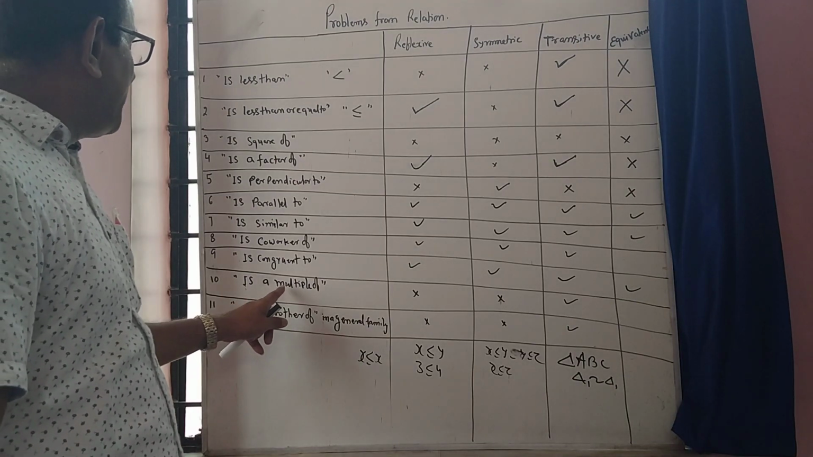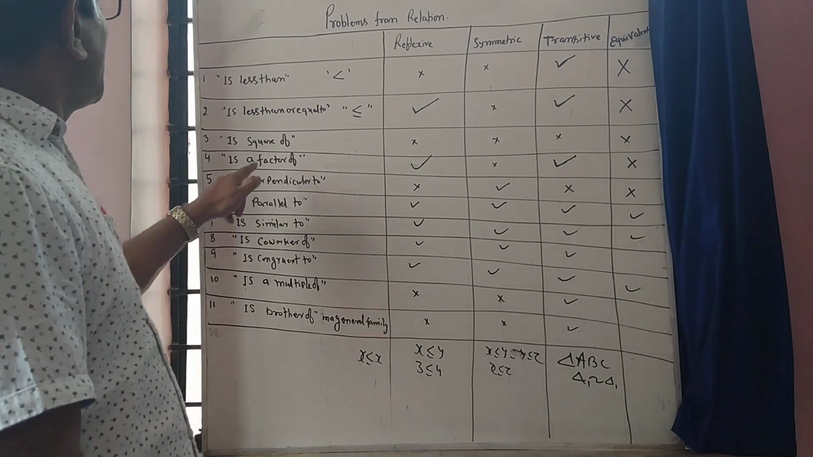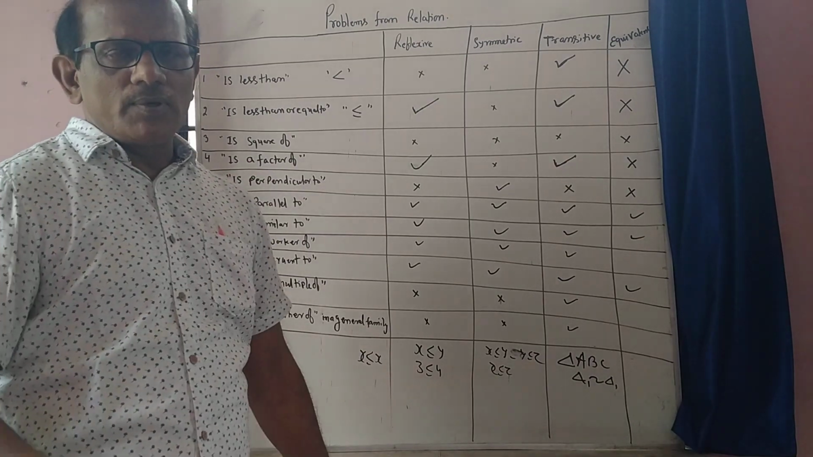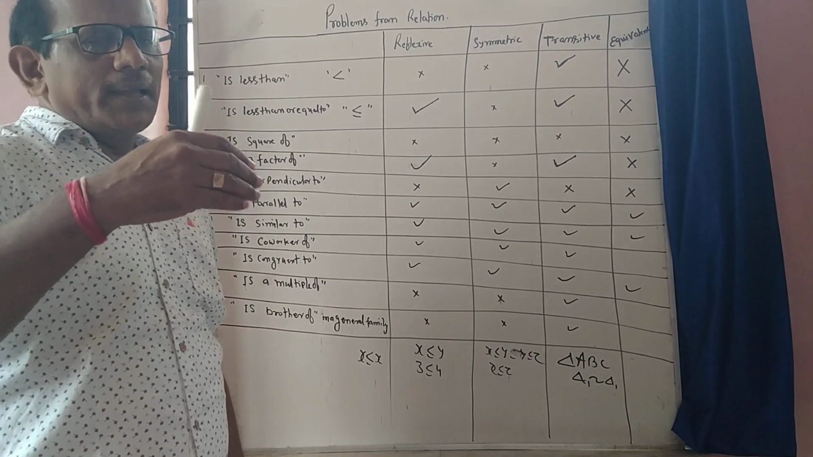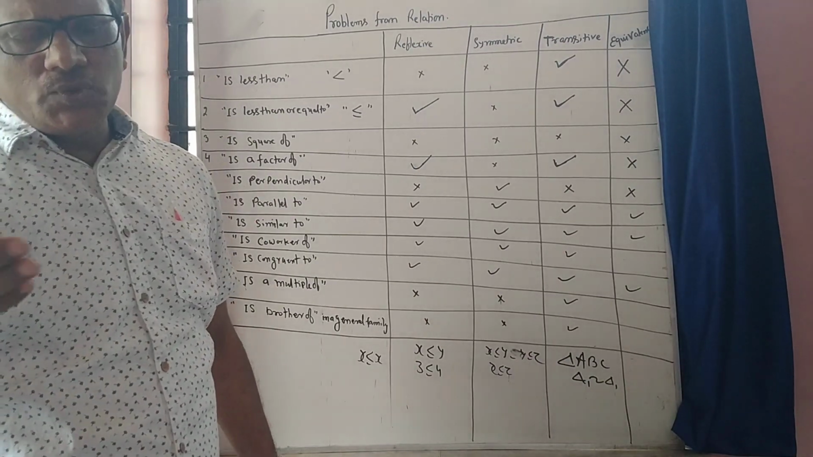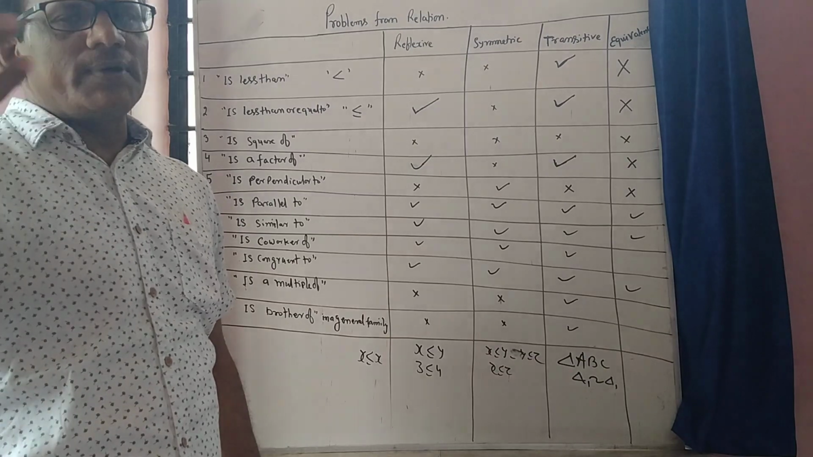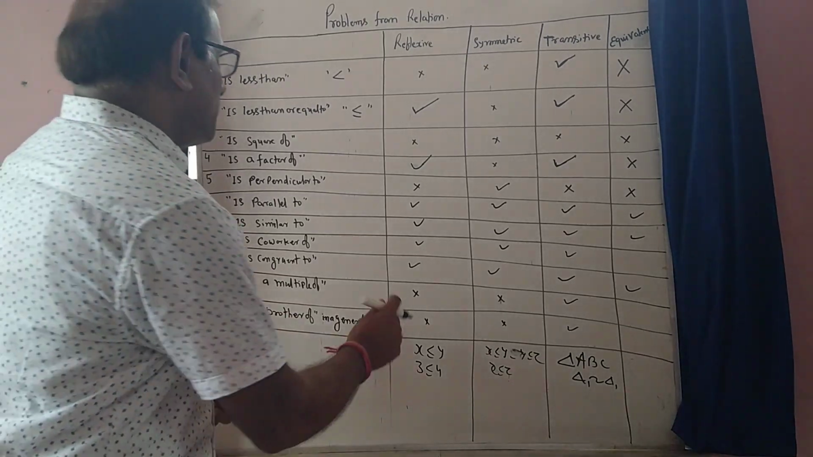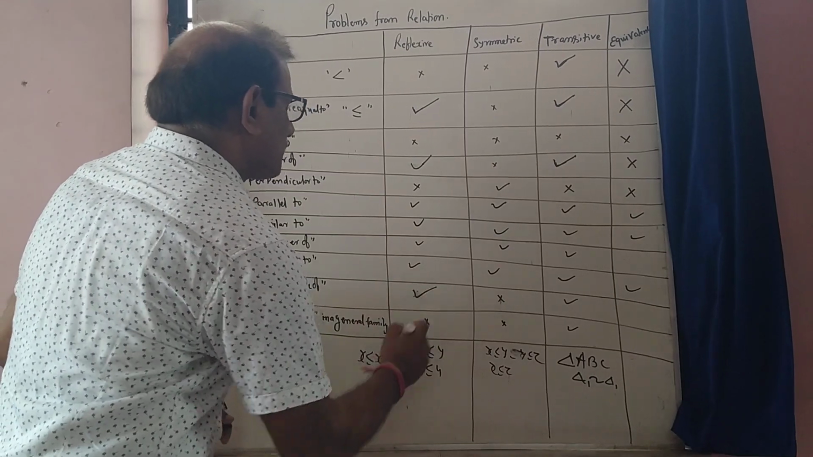Coming to the multiple of relation, like I have explained here, factor of is just the opposite of that, multiple of. Every number is a multiple of itself. 2 is a multiple of 2. 2 was a factor of 2, 2 was a multiple of 2. So the multiple of relation is a reflexive relation.